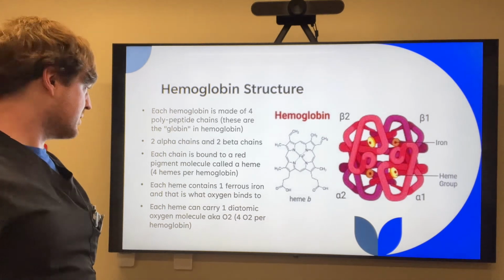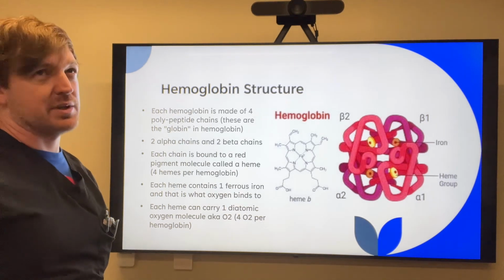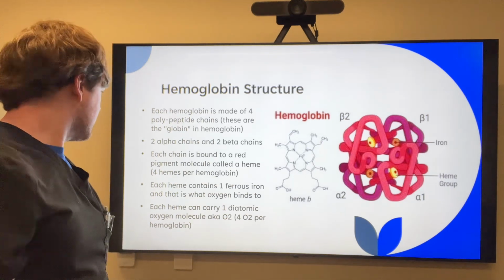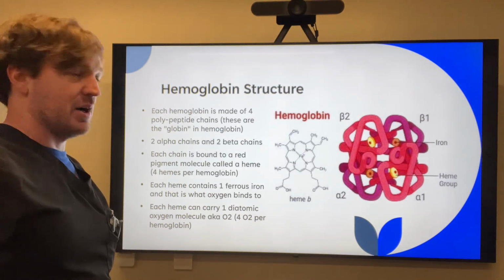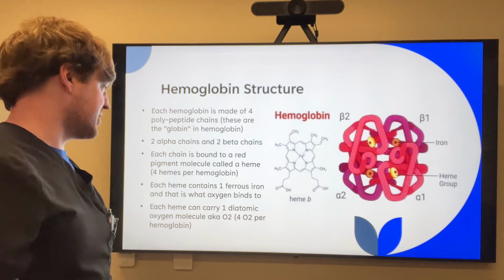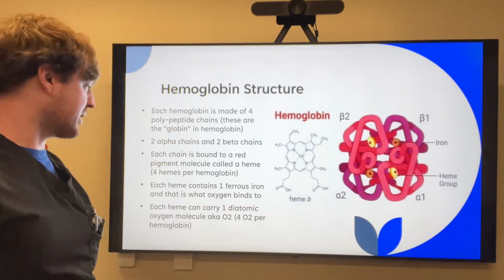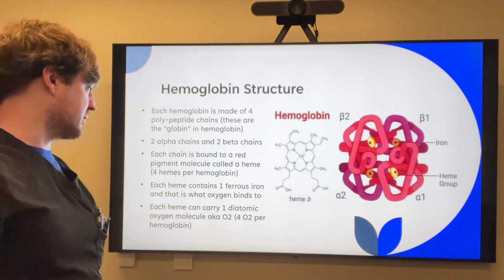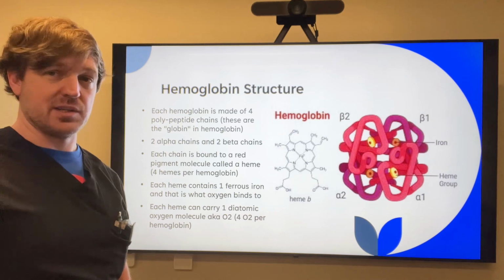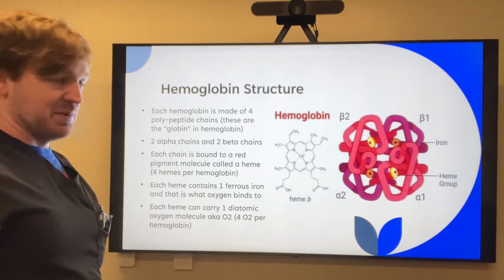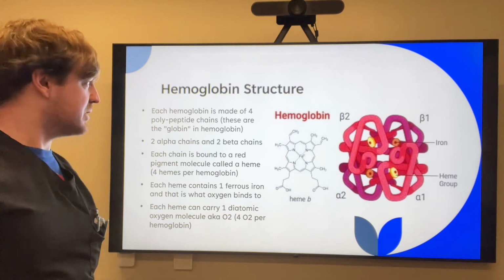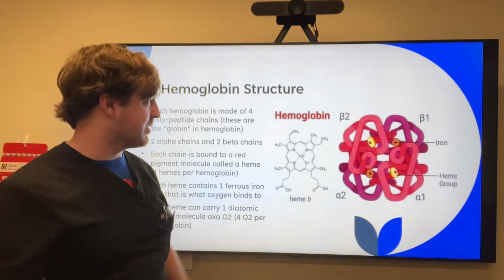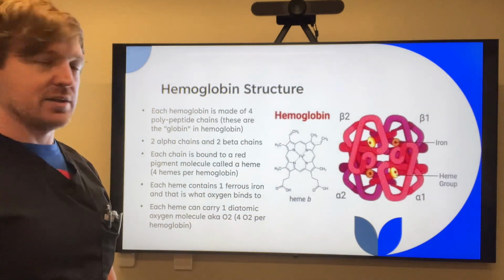So each heme contains 1 ferrous iron. That's a +2 iron that's been oxidized already, and that's what oxygen binds to. And then each heme can carry 1 diatomic oxygen molecule, also known as simply O2, because that's usually how oxygen exists, in a diatomic form, which means 2 oxygen atoms. And you can see the OChem layout of the heme here, and we'll get more into that in a second.